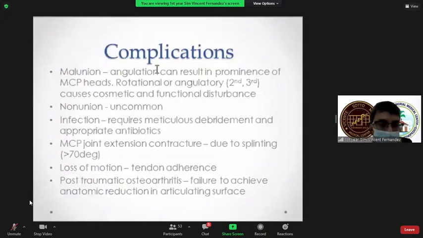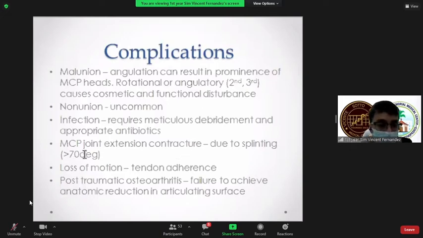For the complications of hand injuries, malunion and angulation can result in a prominence of the MCP heads. In the second and third metacarpal, rotational and angulatory malunion causes cosmetic and functional disturbance. Non-union is usually uncommon, but common in hand injuries with extensive soft tissue injuries, bone loss, and gross infection. For infection, it requires meticulous debridement and appropriate antibiotics. MCP joint extension contracture is usually due to splinting.